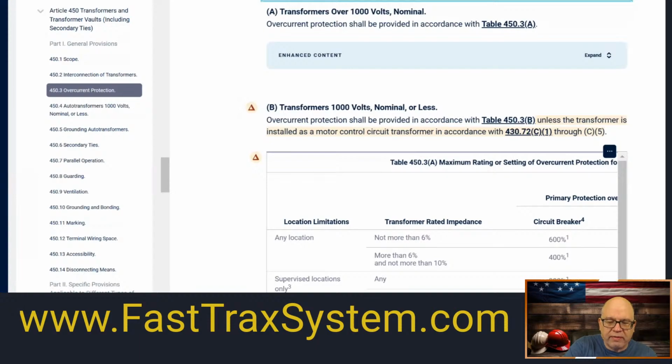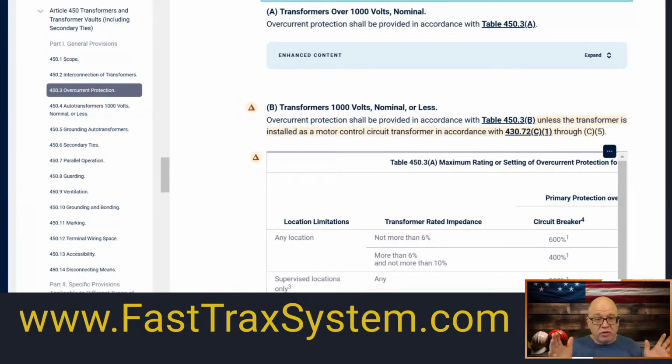So 75,000 divided by 831.36, again, was 90, right? 90.21. So I'm going to take that. I'm just going to take the 90, keep it simple. I'm going to do 90 times 1.25, and that's going to be 112.5, okay, for the primary protection.